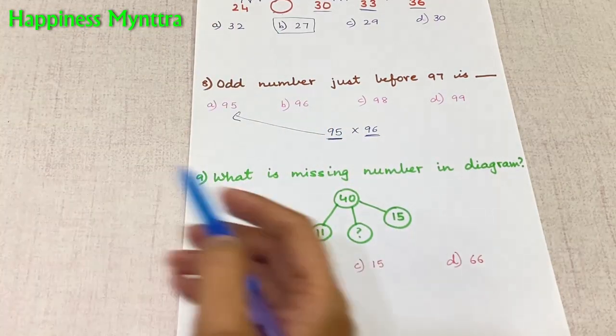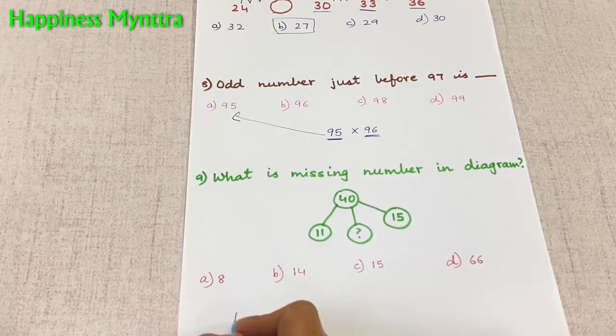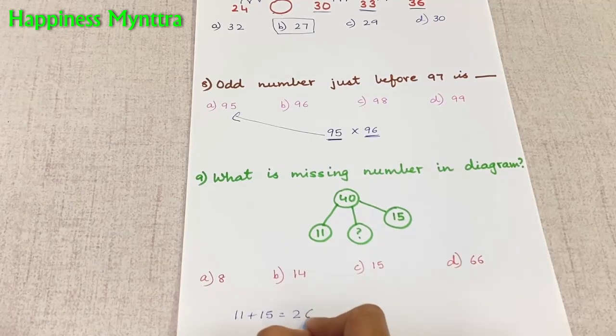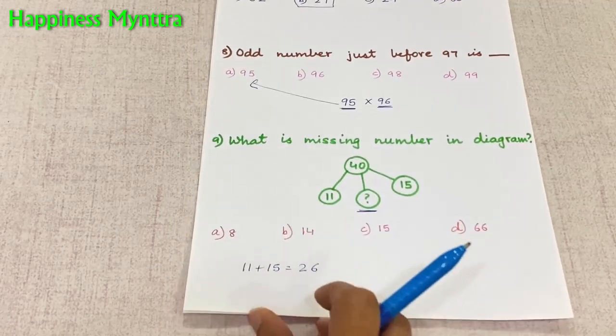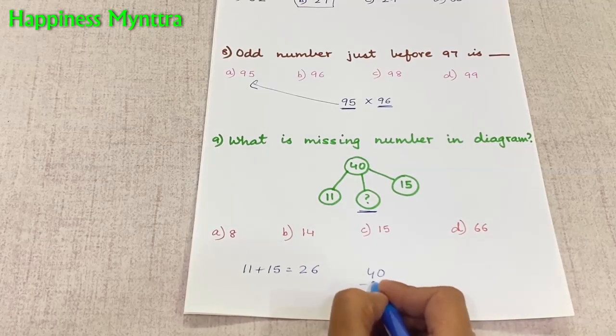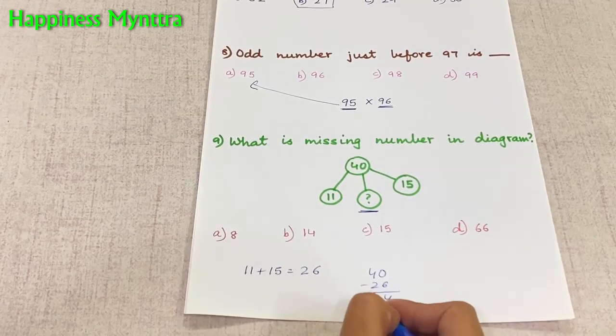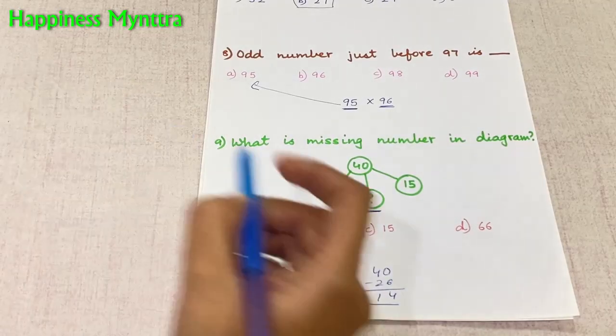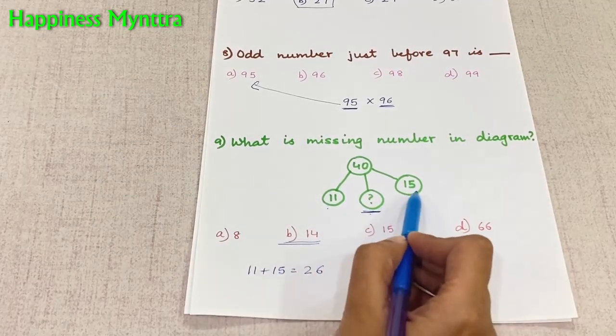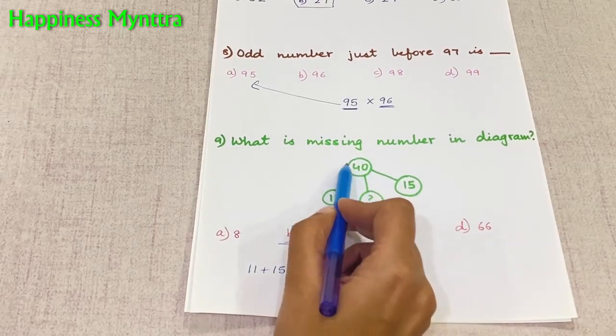So since I already explained, it's similar to that, which means we'll do 11 plus 15, which gives us 26. And we need a number here, which would be 40 minus 26, which gives us 14. So the correct answer here would be 14. 11 plus 14 plus 15 gives us 40.